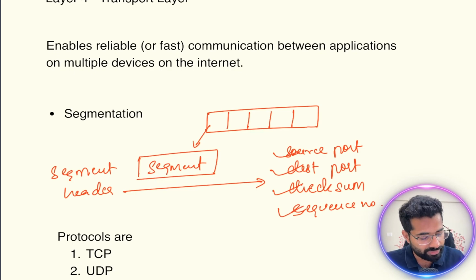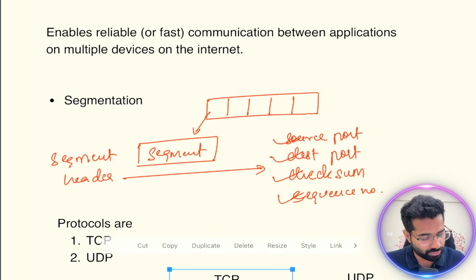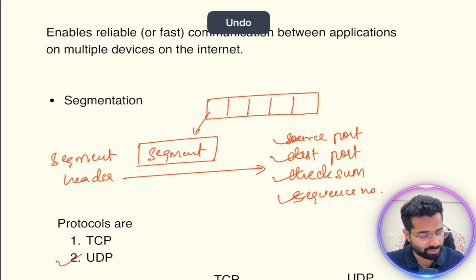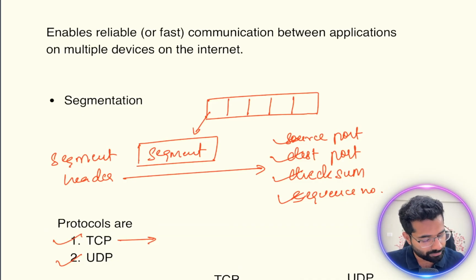Now, when we are talking about protocols in the transport layer, there are primarily two protocols. One is called TCP and the other one is called UDP. The smaller chunked data parts in TCP are called segments, whereas in the UDP protocol they are called datagrams.